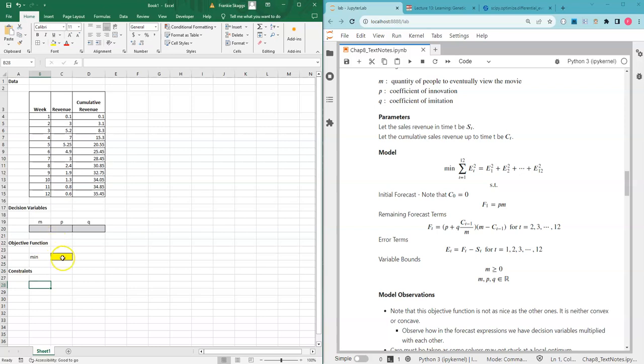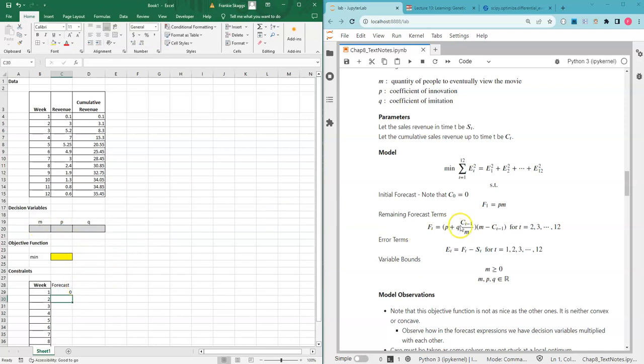Alright, so we need to come up with some forecast values. They happen at every time. So I'll just grab this here, and I'll say I've got a forecast here. The forecast for the first time period is just P times M. So I can just put that here.